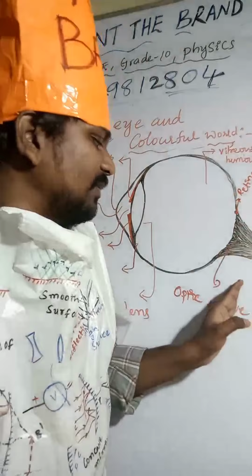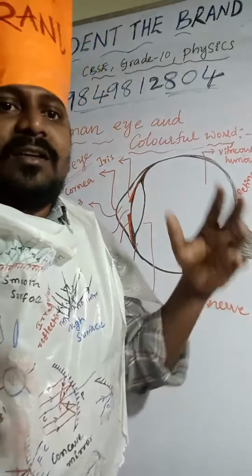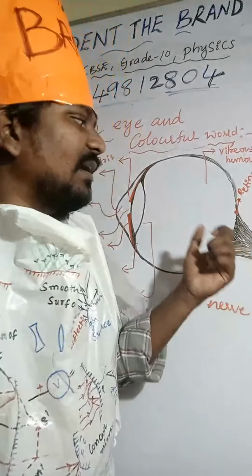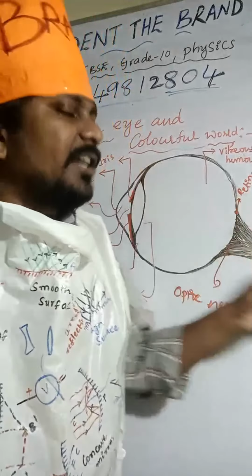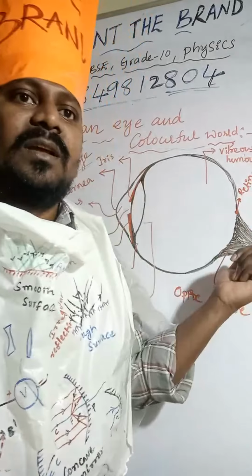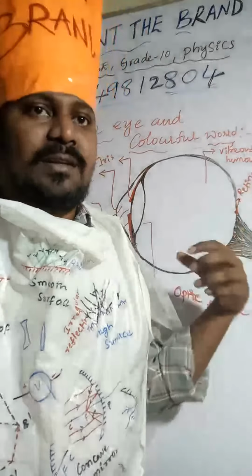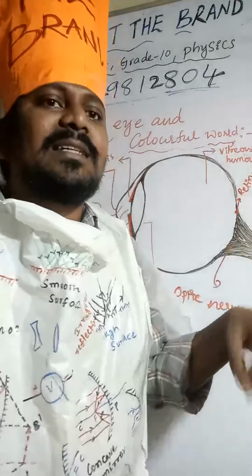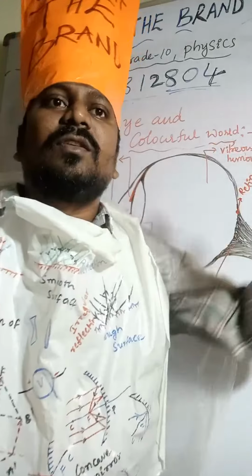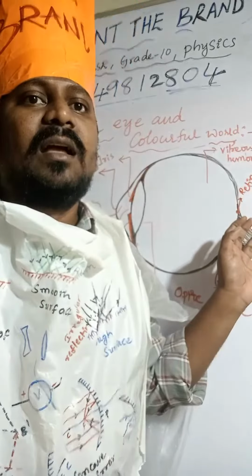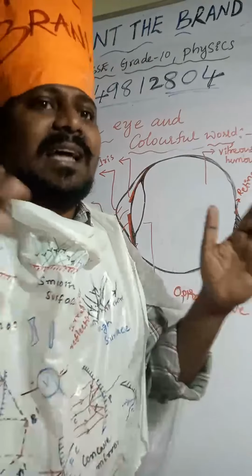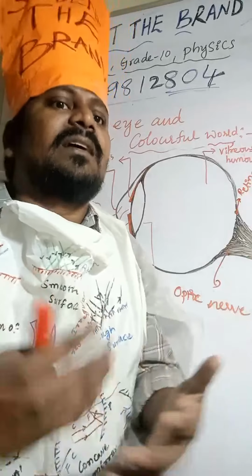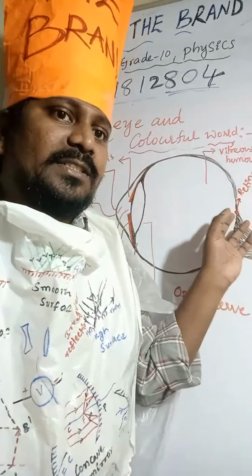And coming to the optic nerve. The images forming at the retina will be converted into electrical signals, electrical impulses, that will reach the brain through the optic nerve. So these nerves carry the information to the brain.